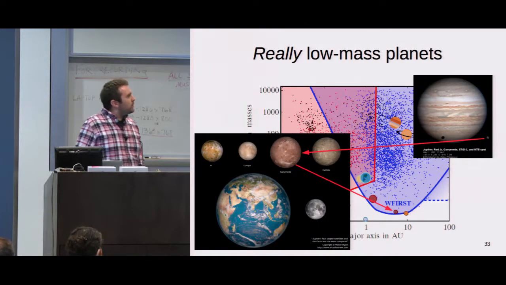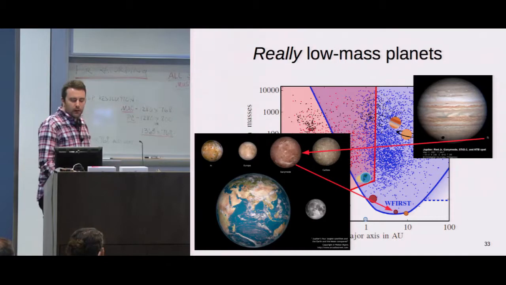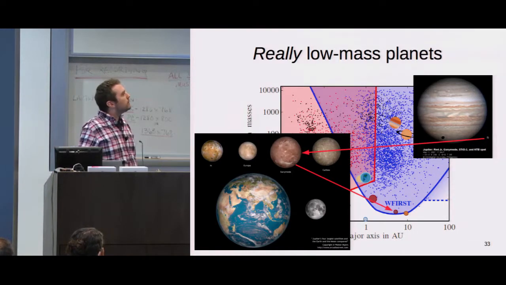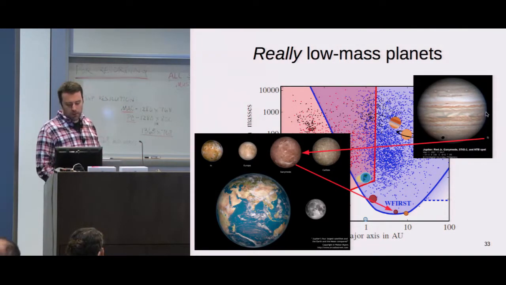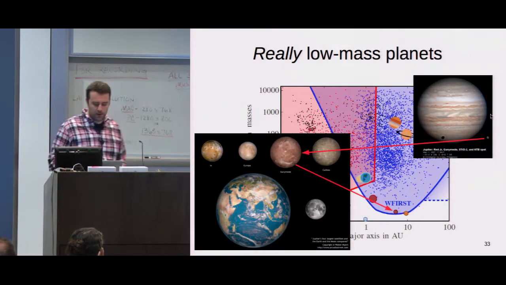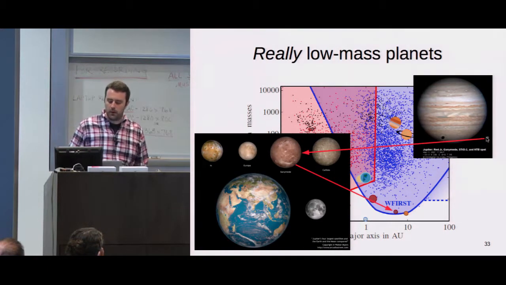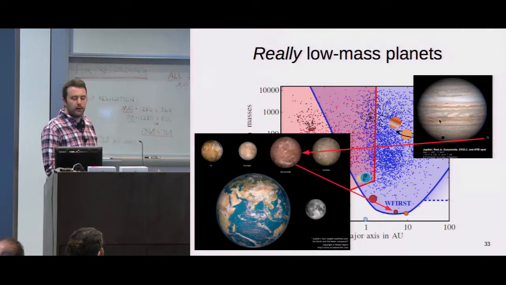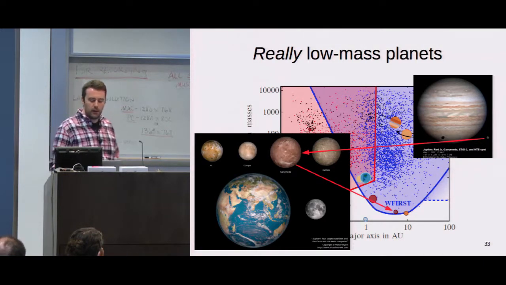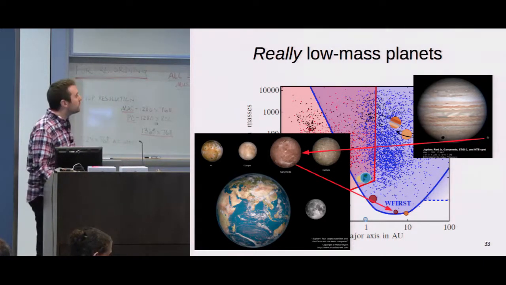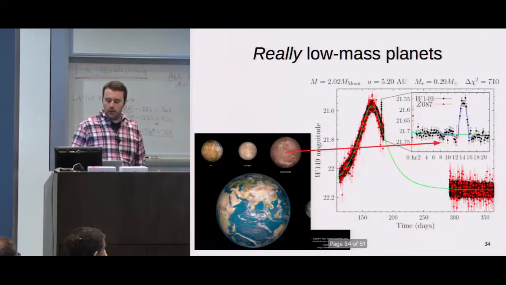Just to give you a sense of scale for this, I like to show the radii, which don't scale with the mass. They're a shallower function. But we're potentially detecting objects the size of Ganymede with WFIRST sensitivity, and this is how it compares to both Jupiter and the Earth. So it's really tiny objects.